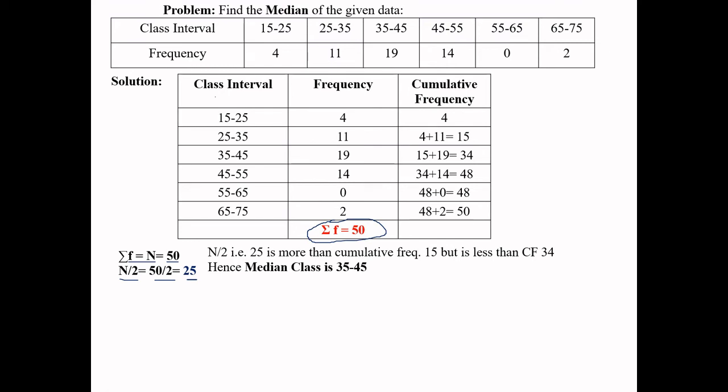Find the cumulative frequency which is just bigger than n by 2, that is 25. So 4 is not bigger than 25, 15 is not bigger than 25, 34 is bigger than 25, 48 is bigger than 25, 50 is bigger than 25, but 34 is just bigger than 25, or it is closest to 25. The median class will be 35 to 45.